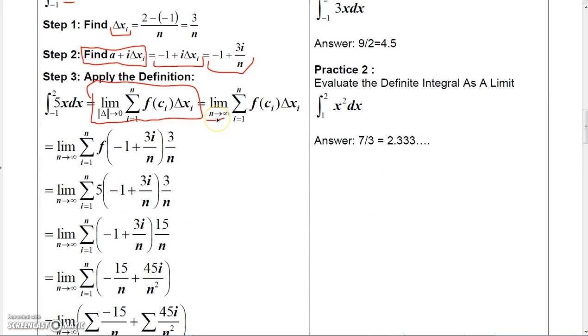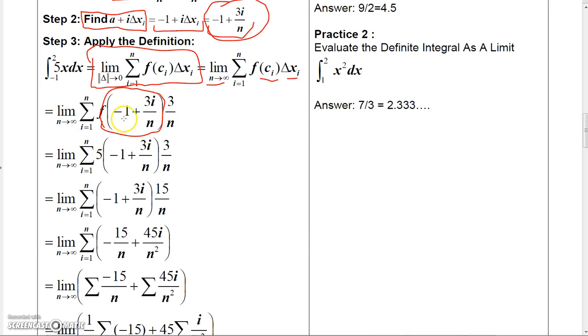Okay, so let's take this one step at a time. I'm just going to copy everything down, but for c sub i, I'm going to put in this value. I'm going to replace c sub i with this component. And then the delta x is just going to be 3 over n.